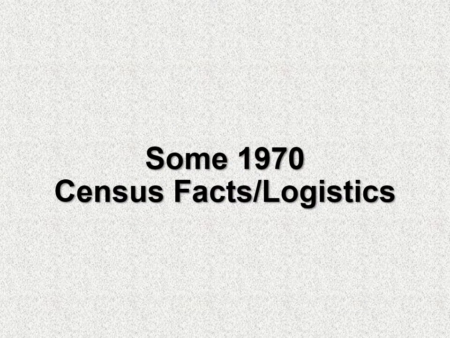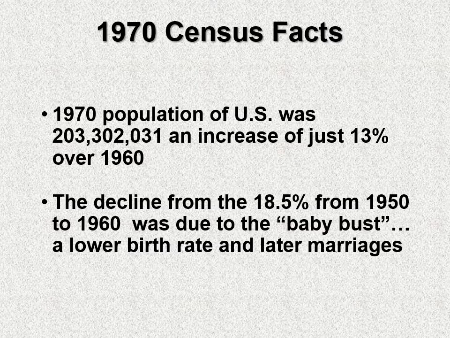So let me tell you a couple of facts about the 1970 census and some of the logistics as well. I'm not going to cover a great number of these. The 1970 population of the United States was over 203 million people. That was an increase over 1960 of about 13%. However, between 1950 and 1960, the population grew by 18.5%. That was the baby boom.